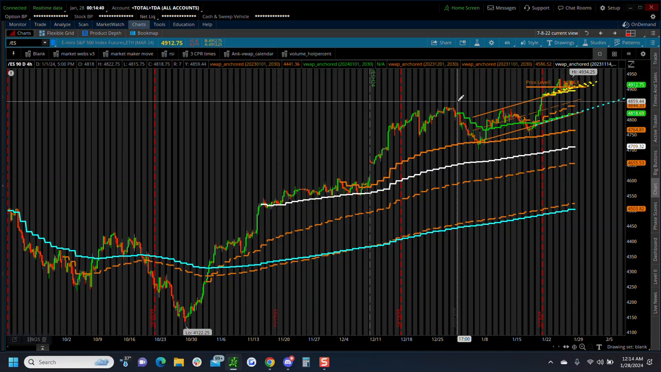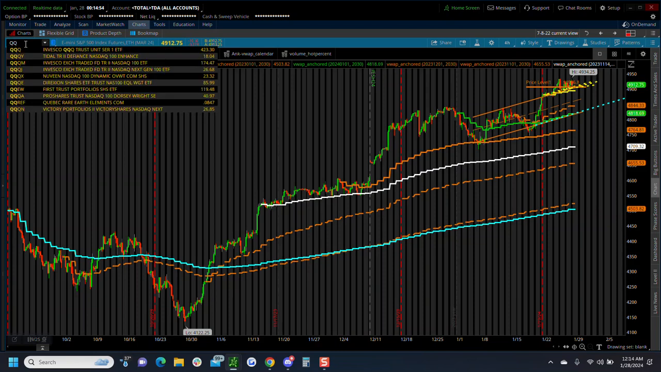the individual names in regards to where price is relative to the indices. How price is interacting relative to the indices. Okay, critical.